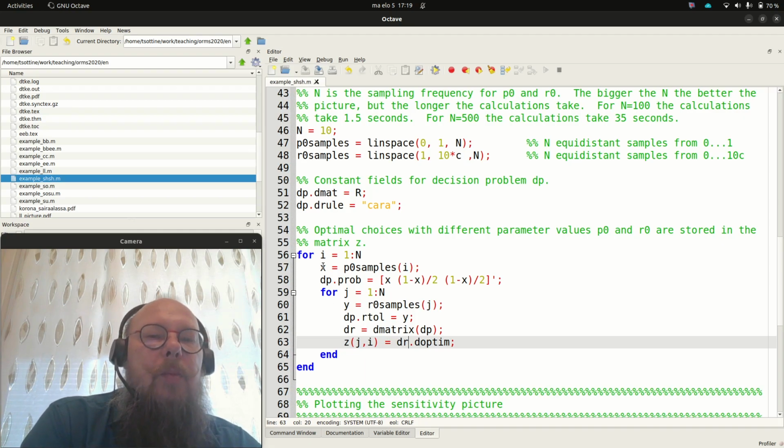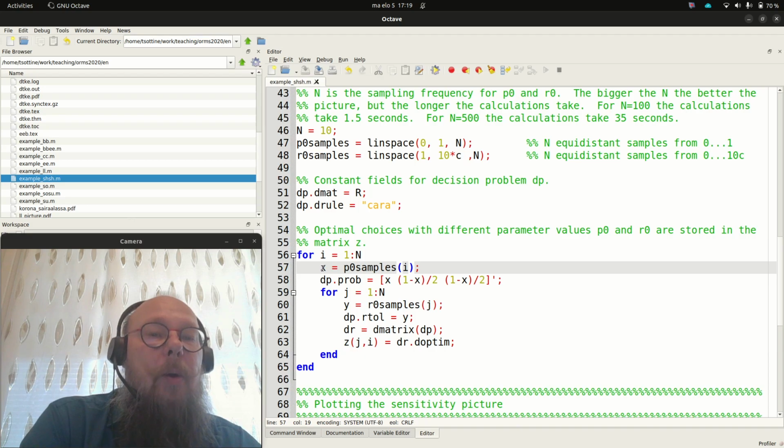So let's see how this works. I have an outer for loop for i goes 1 to n, and x, so this will be the x-axis, will be P0 samples at point i. So this will be the P0. I could have denoted x as P0 and later I do it so, but here it's just x.